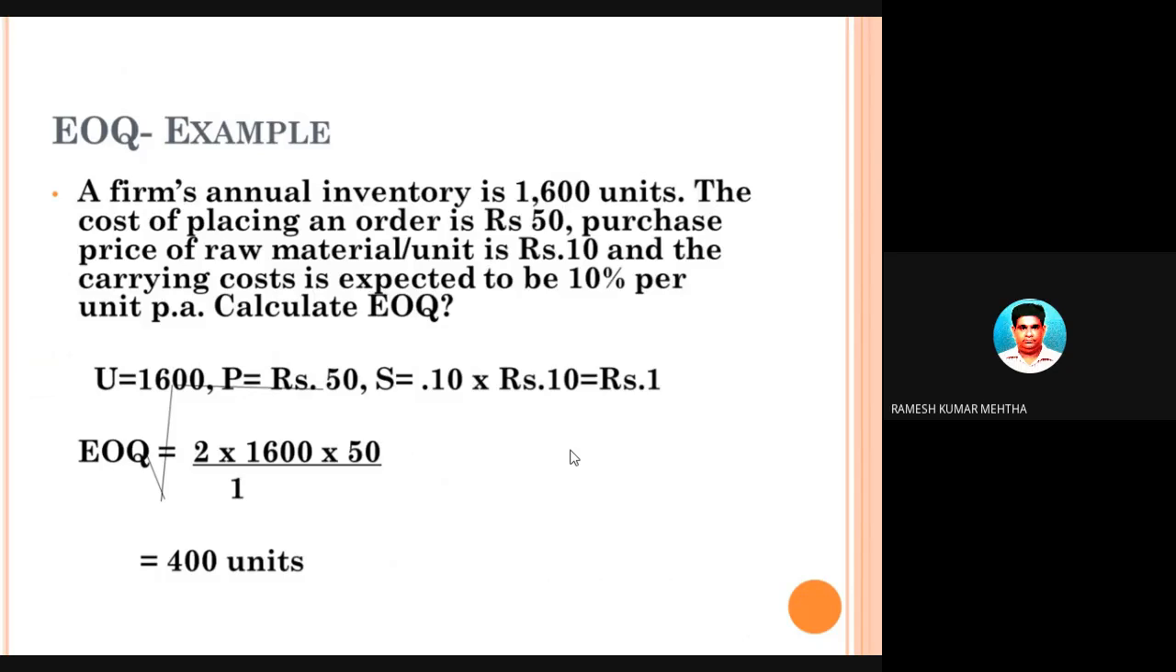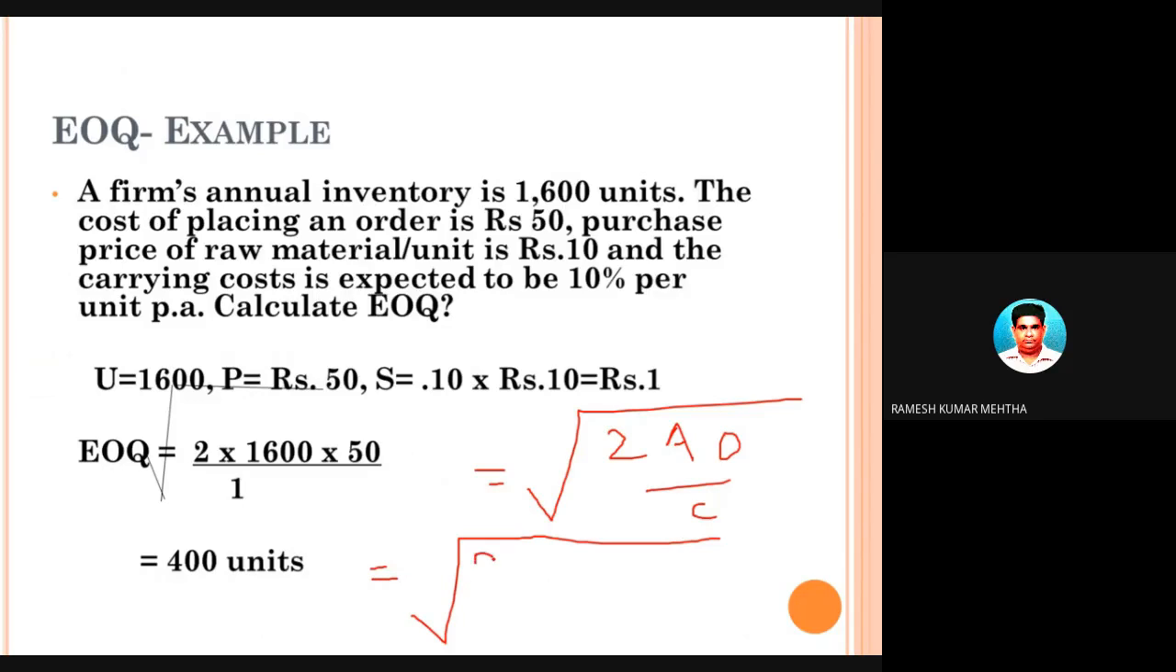₹10. And it is told that the inventory carrying cost is expected to be 10% per unit of the selling price. Oh, sorry, of the raw material cost per unit. Okay, let's apply the formula. I'm writing the formula, square root of 2AO by C. So plug in all the values.